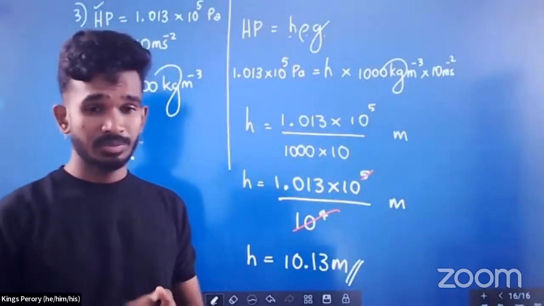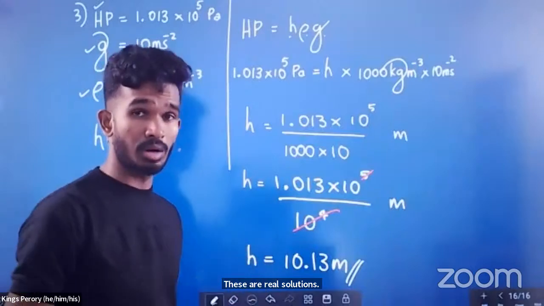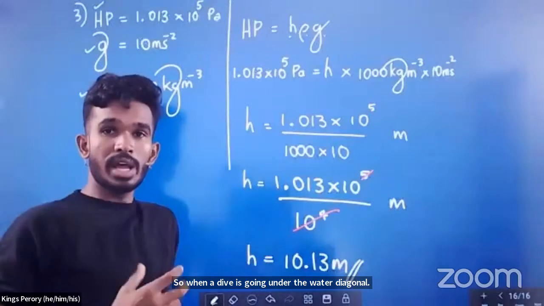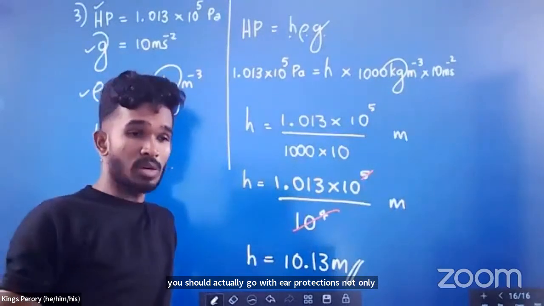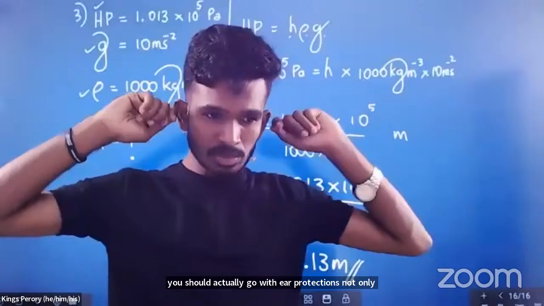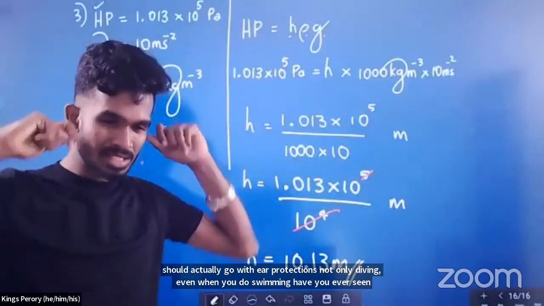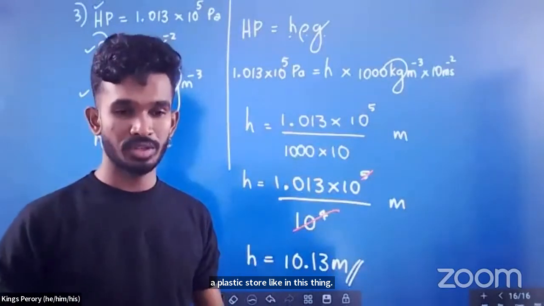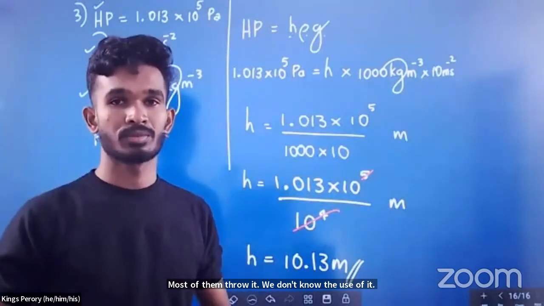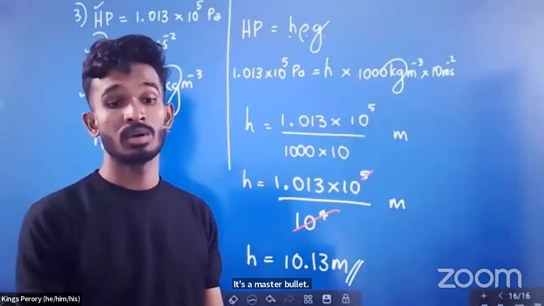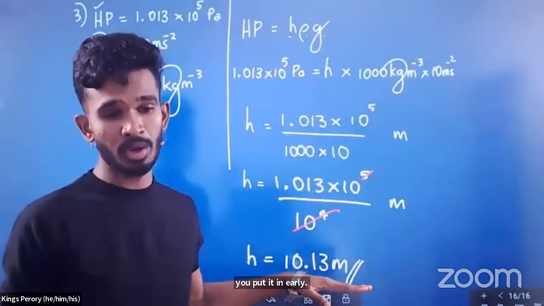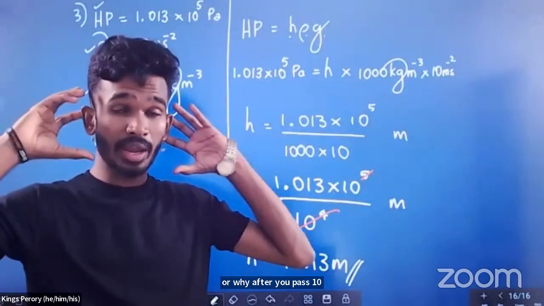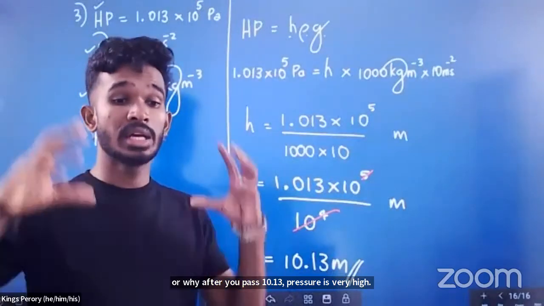These are real values. When a diver is going under the water, you should actually go with ear protection. Not only diving, even when you swim, have you all seen the goggles with a small plastic screw-like thing? Most people throw it away, but it's a must to put it on. After you pass 10.13 meters, the pressure is very high. Our eardrum cannot bear that pressure. The eardrum can burst.